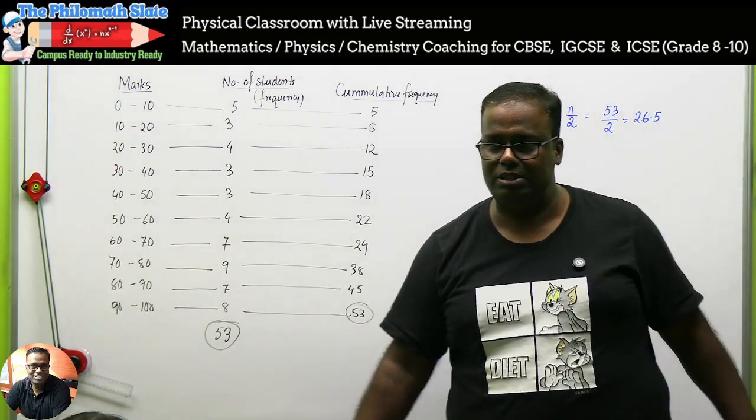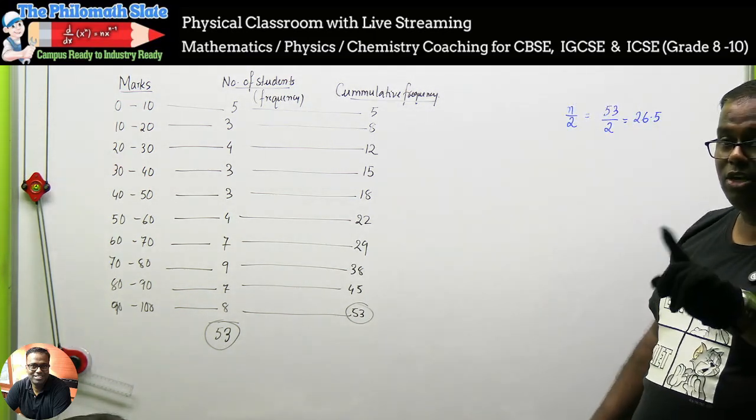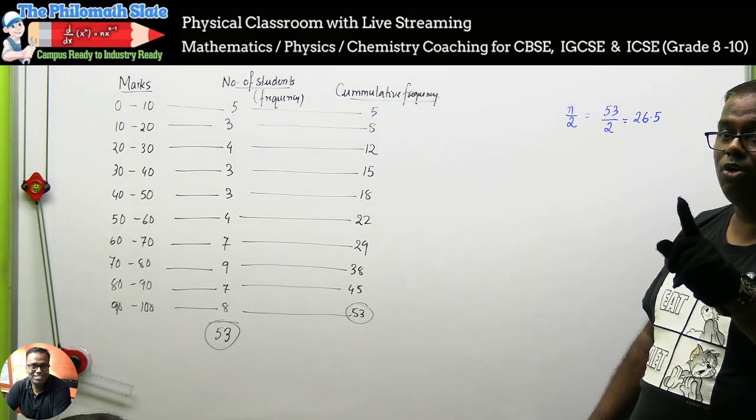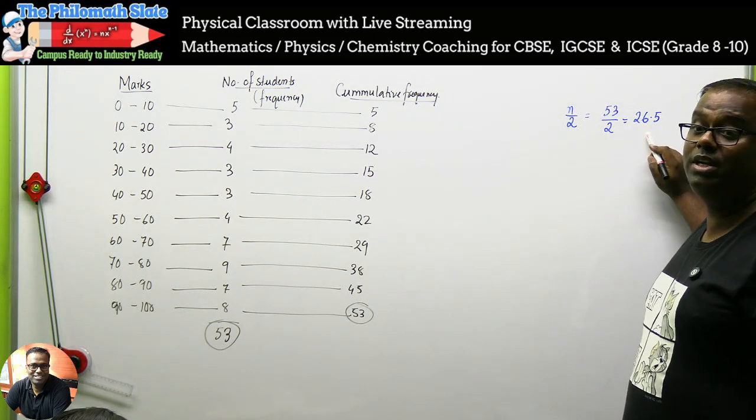Have we found it out? Now we are hunting for which data? Not the data value. We are hunting for the culprit number, 26.5.